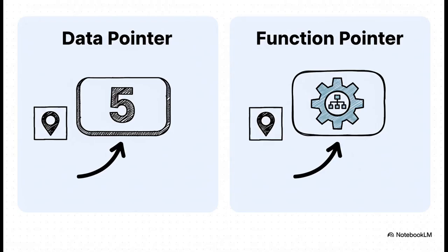And here it is, the big reveal. It's actually incredibly simple. A regular pointer stores the address of data. A function pointer stores the address of a function. That's literally it. When your program is built, all those functions you wrote get stored somewhere in memory, and a function pointer is just a variable that holds the address of where one of those recipes begins.